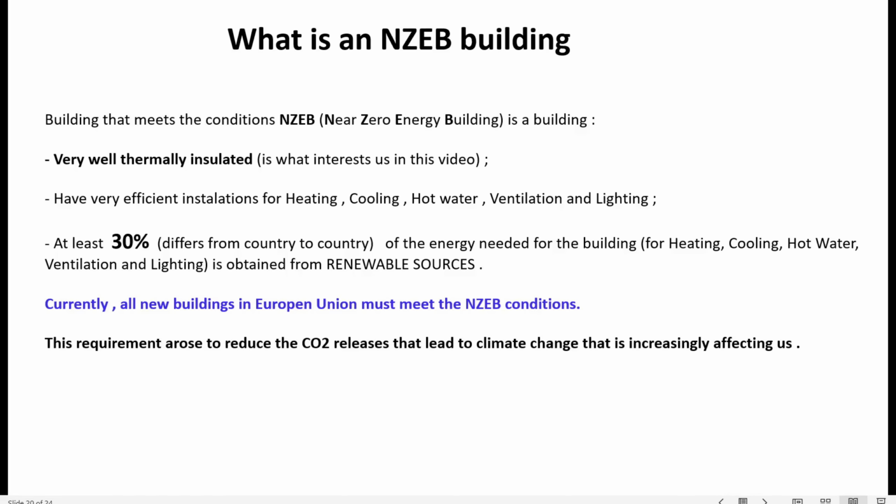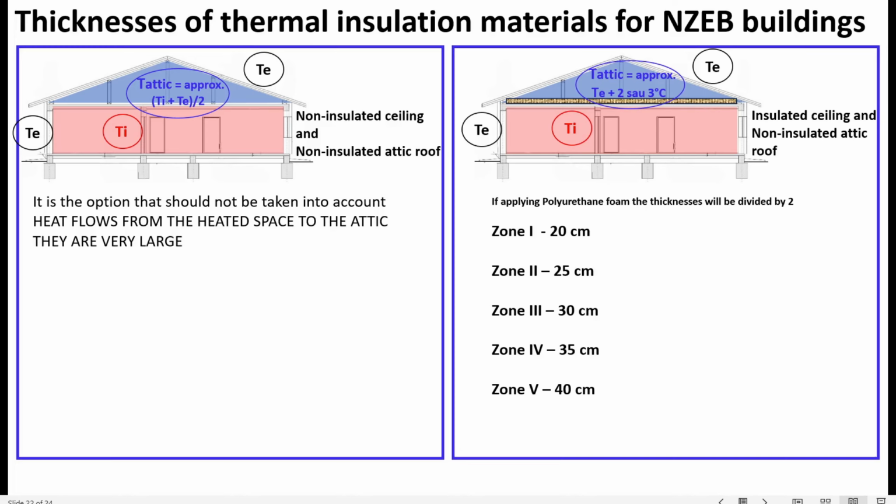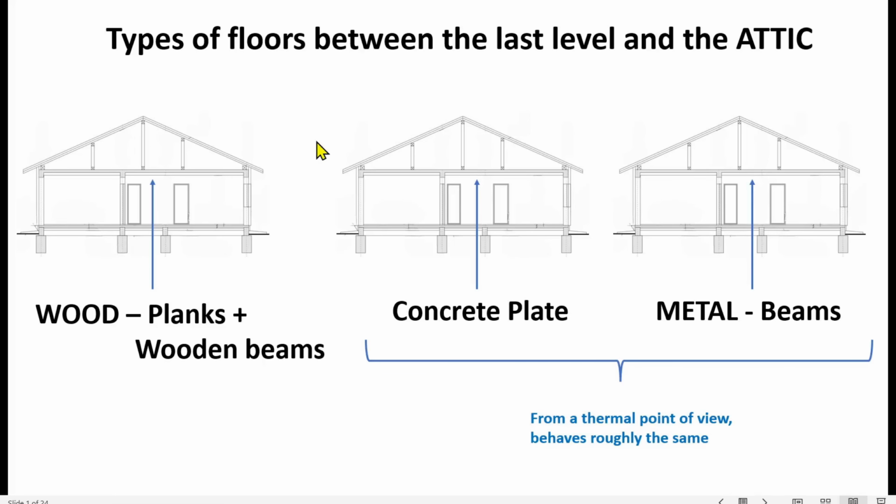What is an NZEB building? Map of the world's climatic zones used in this video. Thickness of thermal insulation material for NZEB buildings attics in the four situations. Types of floors between the last level and the attic.